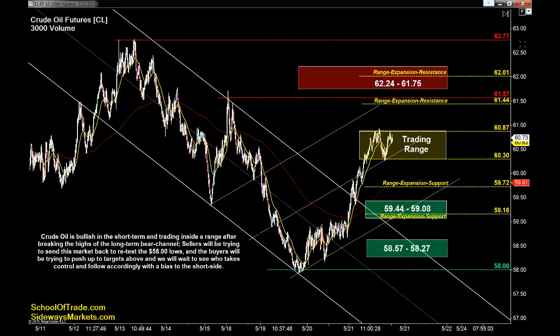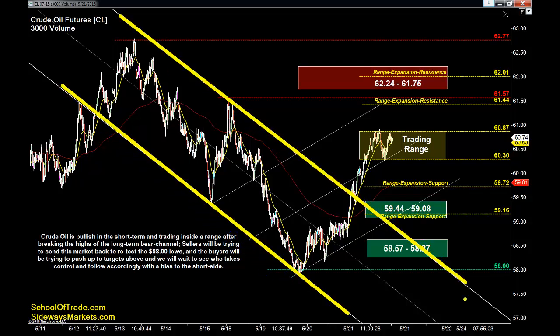And then how about crude? Boy, we knocked it out of the park here today on crude oil. Crude oil was a very, very successful result after last night's newsletter. Very easy to see those bulls taking back control on the crude. Crude bullish in the short term, trading inside a range after breaking the highs of this long-term bear channel. Okay, so here we go. Long-term bear channel. We know we're long-term bearish. We were coming up off these lows earlier this week, and that's what gave me the reasons to say we're going to be short-term bullish.